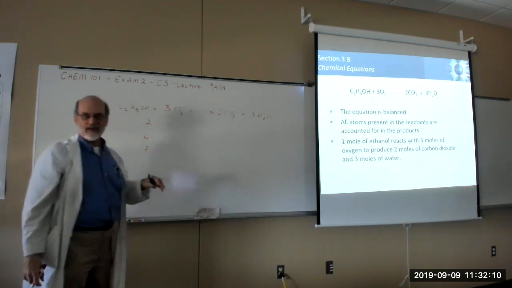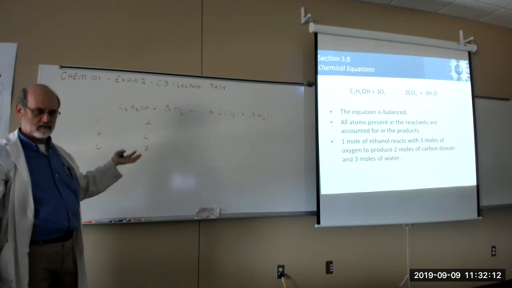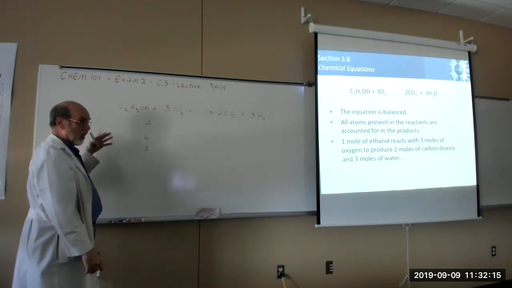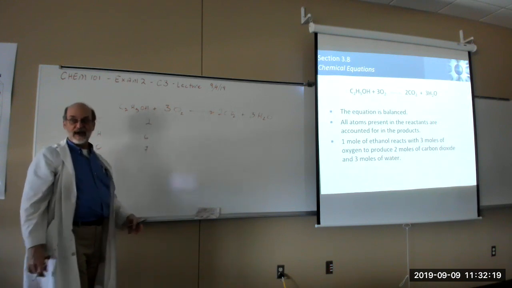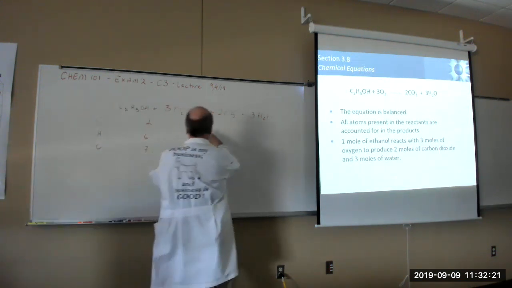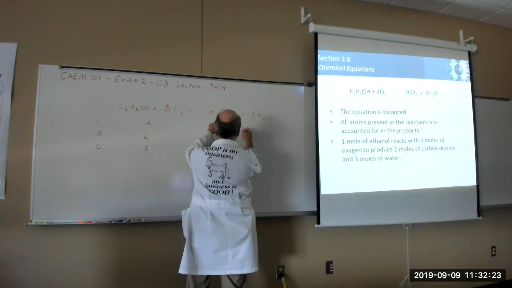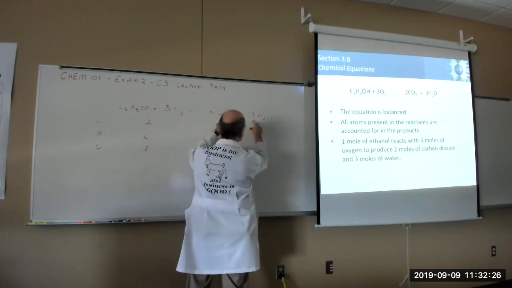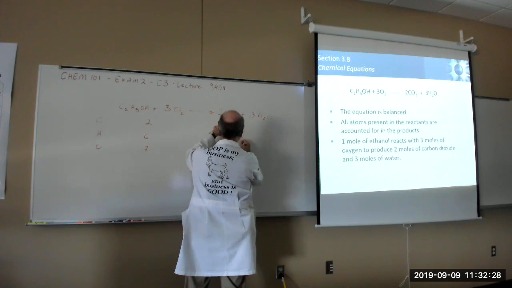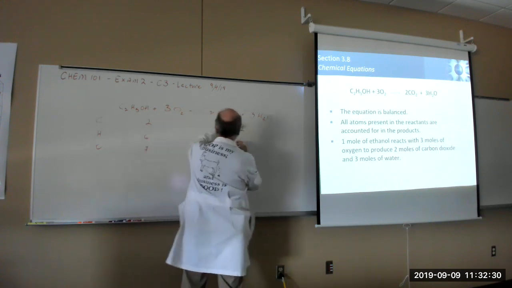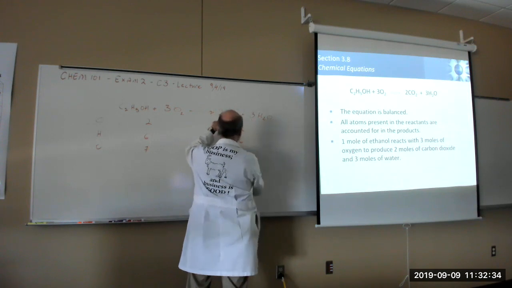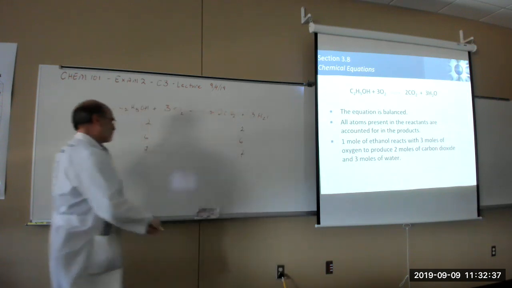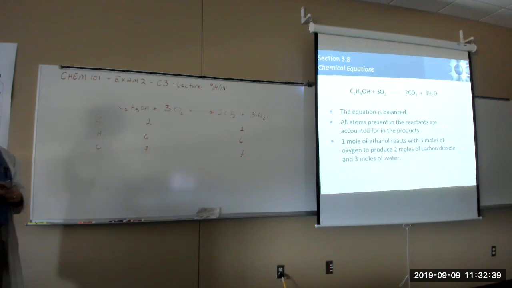Remember the conservation of mass in a reaction? That's a law. So you need to have the same numbers of each one on both sides if it's balanced. So carbons, 2 carbons here, hydrogens, 6 hydrogens, and oxygens, 4. 4 plus 3 is 7. So that is, in fact, balanced as written.